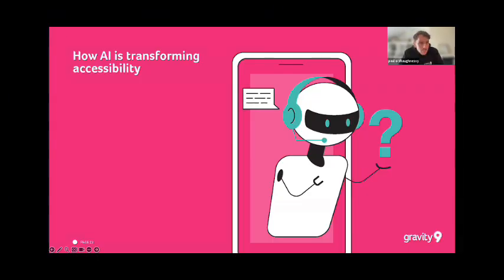So, okay, what's happening with AI and accessibility? AI is rapidly transforming the field of digital accessibility, and it's offering new opportunities to remove barriers for people with disabilities. AI-driven solutions enhance communication, navigation, as well as interaction for users with visual, auditory, mobility, or cognitive impairments, making digital environments more inclusive. AI powers assistive technologies such as voice navigation, real-time captioning, and image descriptions for screen readers.